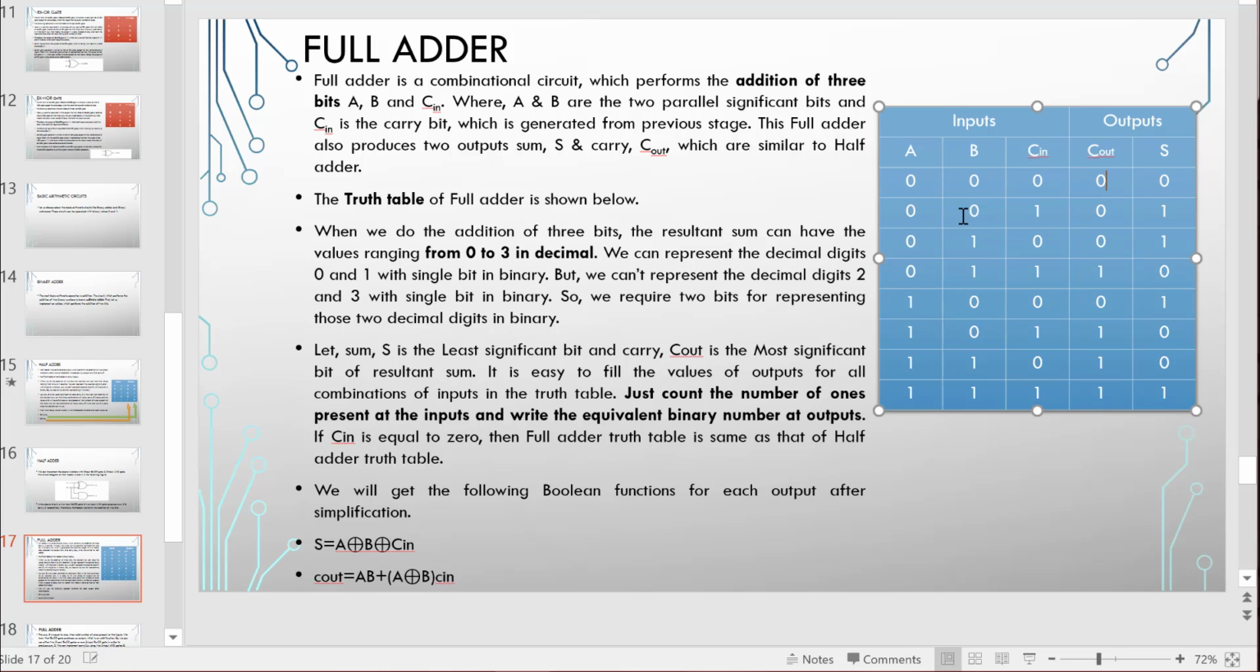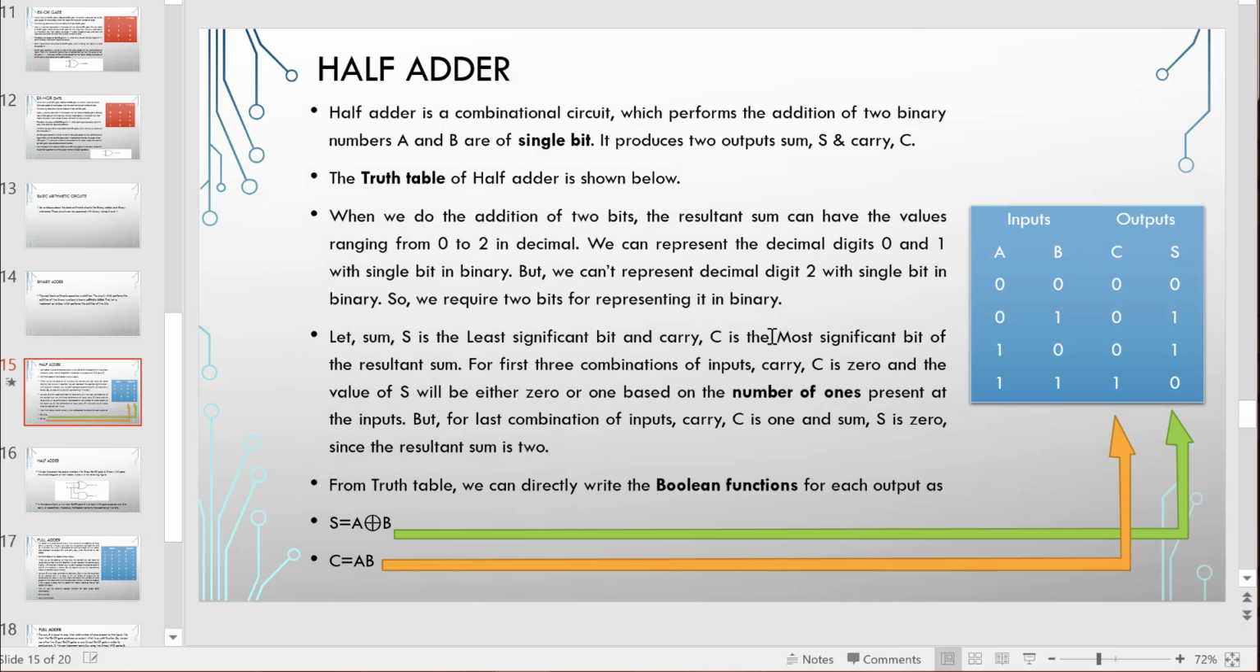Now 0 plus 1 is equal to 1, and there will be no carry in this case. Similarly, the case is the same as 1 plus 0 and 0 plus 1. 1 plus 1 is 1 0, as we have seen in the binary addition as well. 0 will be the sum and 1 will be the carry, right?